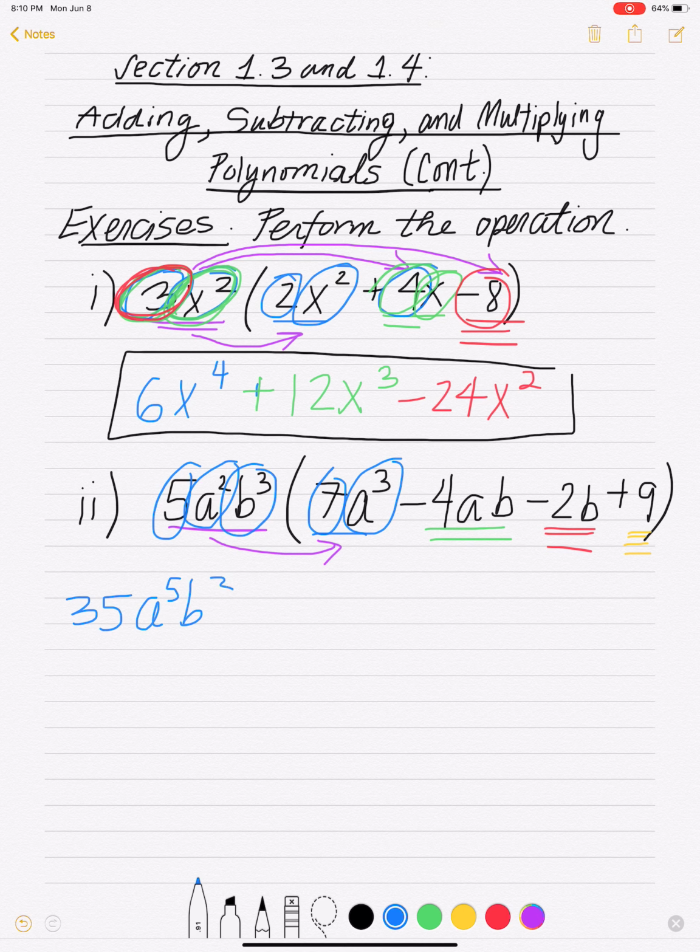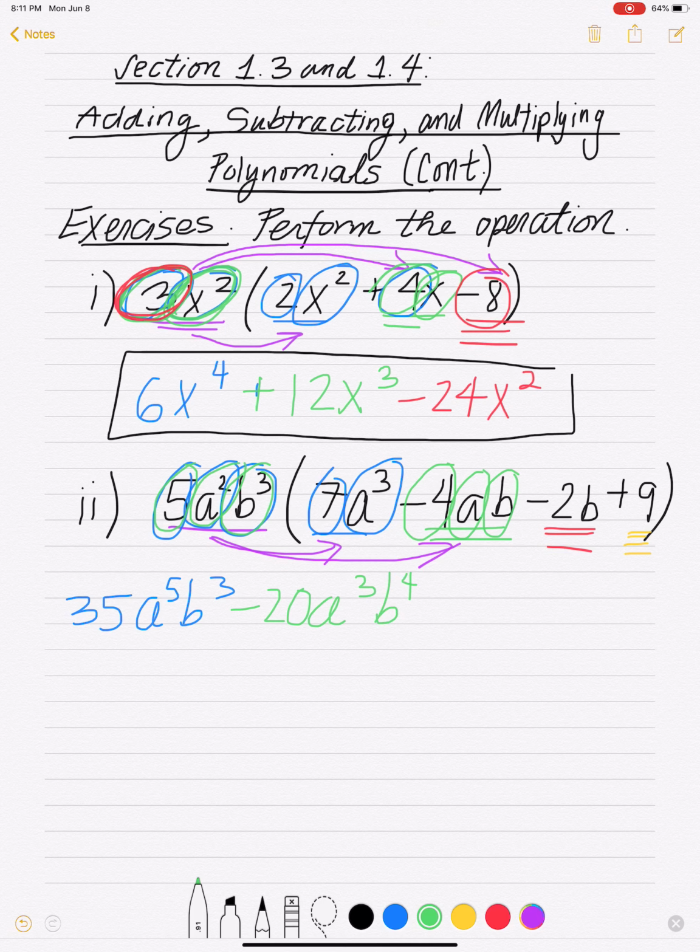All right, then we're going to take 5a squared b cubed. We're going to multiply through by the 2nd term. So I'm going to go green here. I'm going to take 5 times minus 4. What's 5 times minus 4? Well, it's minus 20, right? And we're going to take what? A squared times a. A squared times a is a cubed. And then we're going to take b cubed times b. What's b cubed times b? B to the 4th.